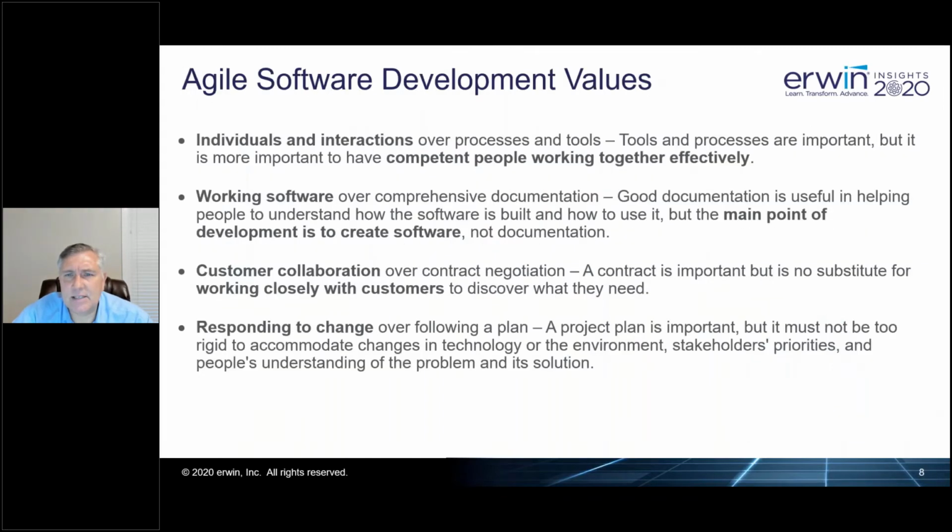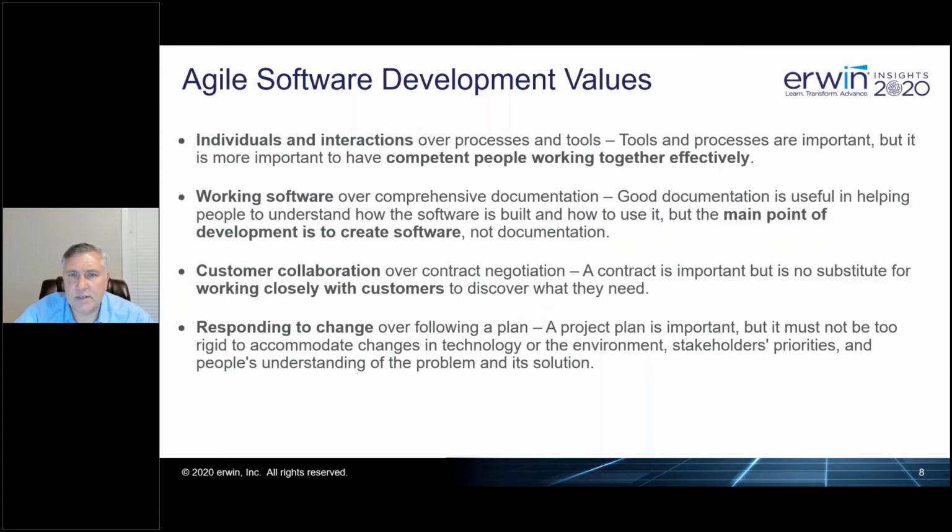So let's just have a look at some of the values that we get out of Agile software development. It focuses on individuals and interactions and doesn't specifically push towards tools or processes, even though tools and processes are very important. But it's more important to have a competent set of people working effectively together. So one of the key aspects of Agile is really to drive that people are communicating, working together, and finding the solutions that they need.